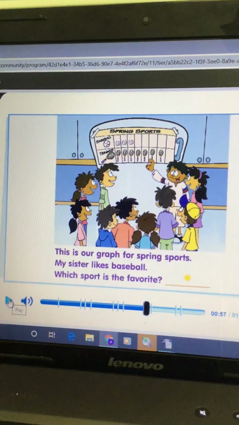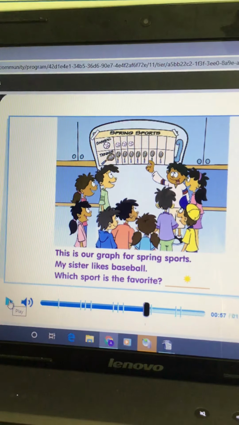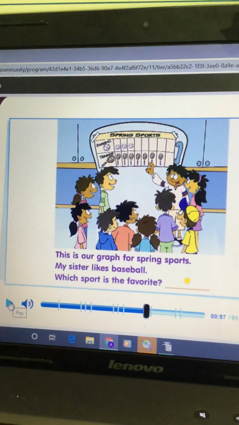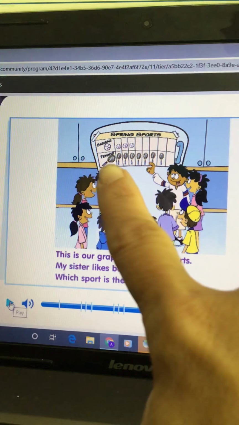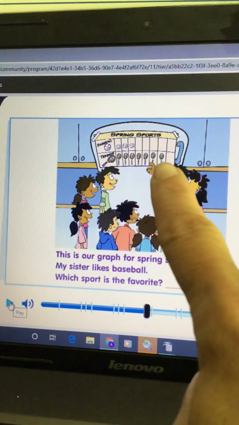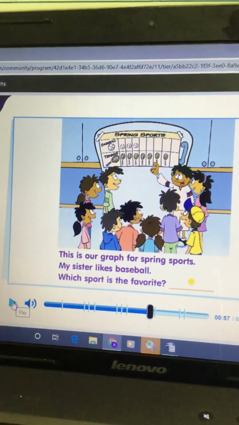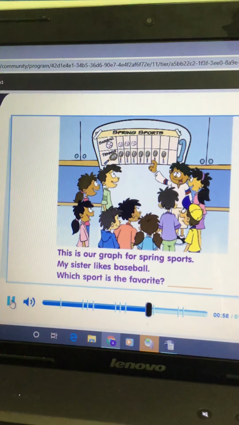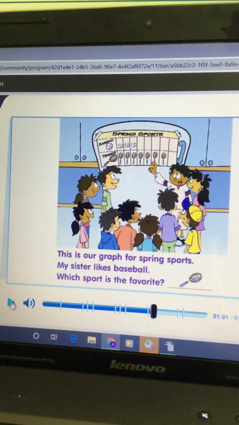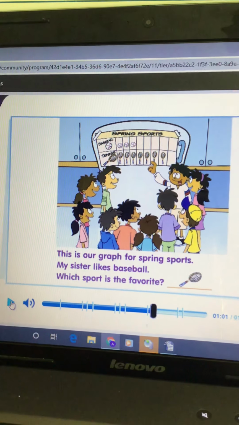But which sport is the favorite? Favorite means that it got the most votes. Whichever one went out the most is the favorite. And here we can see tennis rackets go out the most. So if we were going to answer the question, which sport is the favorite? Tennis. Tennis would go there. Tennis goes out farther than baseball on the graph.